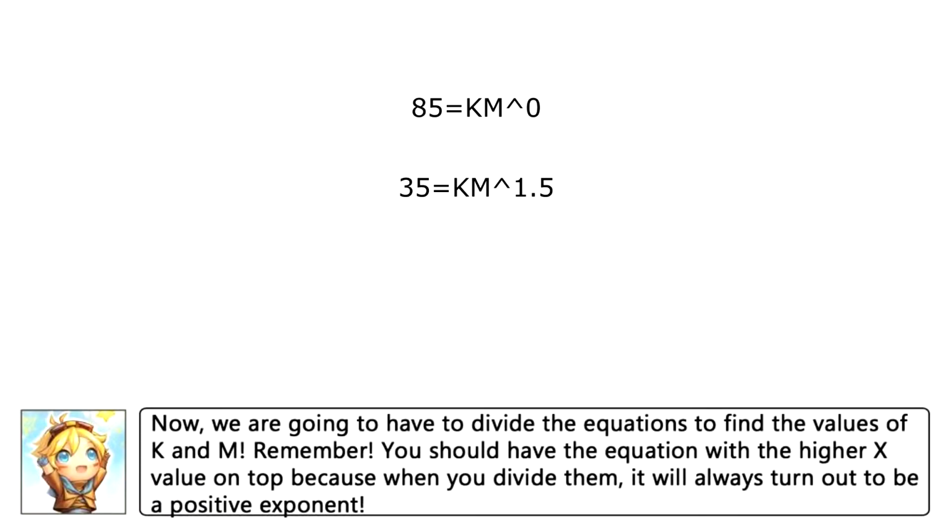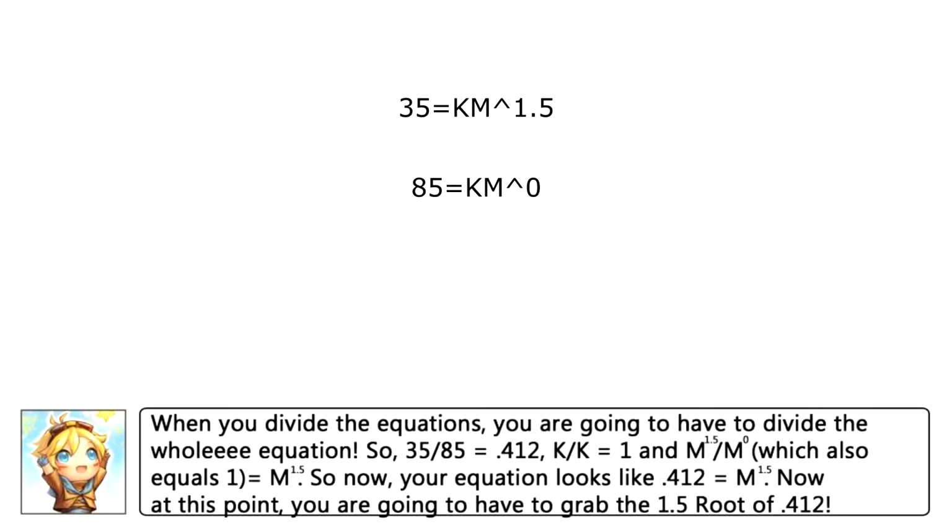Now, we're going to have to divide the equations to find the values of k and m. Remember, you should always have the equation with a higher x value on top because when you divide it, it will always turn out to be a positive exponent. When you divide the equations, you're going to have to divide the whole equation.